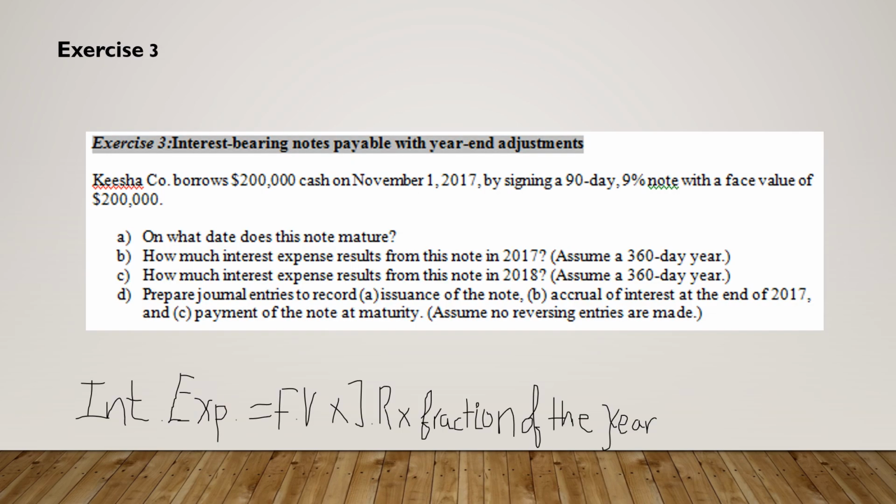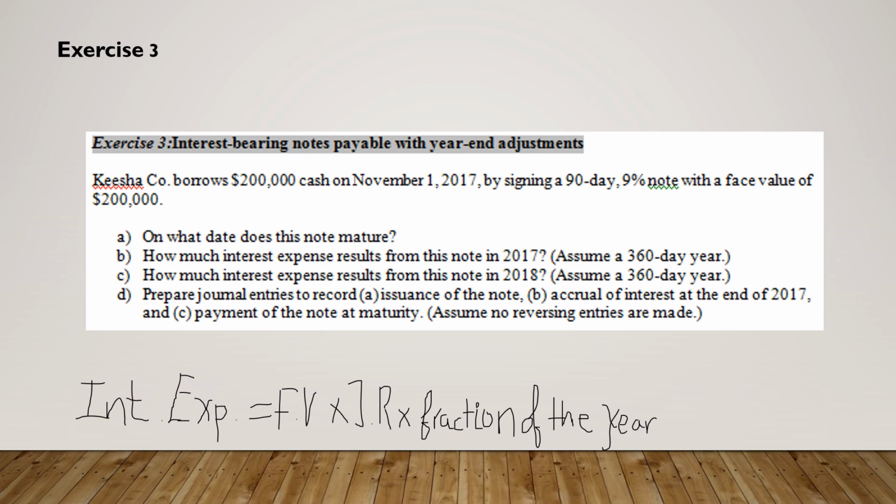Okay, moving to exercise 3, interest-bearing notes payable with year-end adjustments. By the word bearing, I mean that the note bears interest, meaning that the interest rate is written on the note. Exercise 3 states that Keisha Corporation borrows $200,000 cash on November 1st, 2017 by signing a 90-day 9% note with a face value of $200,000. A. On what date does this note mature? Meaning, what is the maturity date for this note?